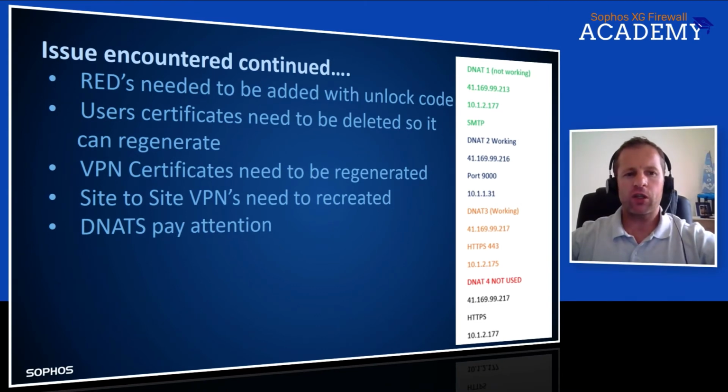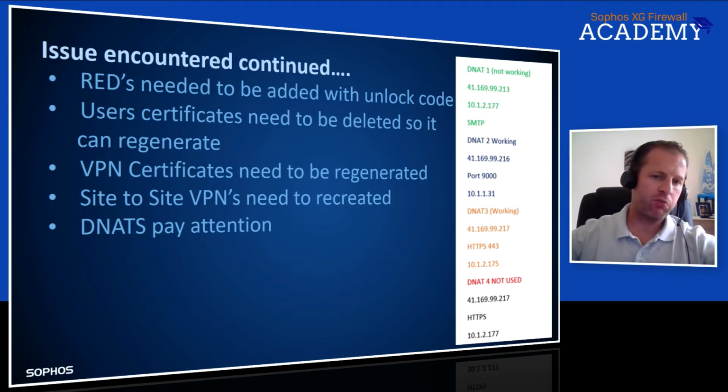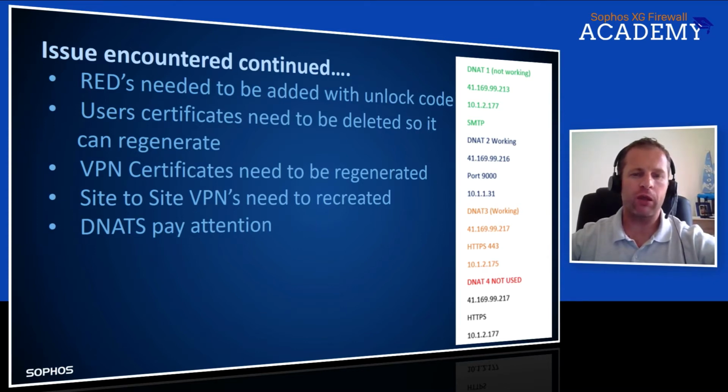Then another thing we saw is that the user certificates needed to be deleted so they can be regenerated. What I mean by this is they had a VPN policy, so the users would VPN into the actual site. If a user wanted to VPN in, it would give them a certificate error because they didn't reinstall the client. The users were propagated via the migration tool, and we had to delete all the old certificates so that the XG can reissue a VPN certificate for the user for it to work. We'd also had to reissue the VPN clients for the users. The users that were using VPN clients, we had to regenerate those and reinstall that VPN client.